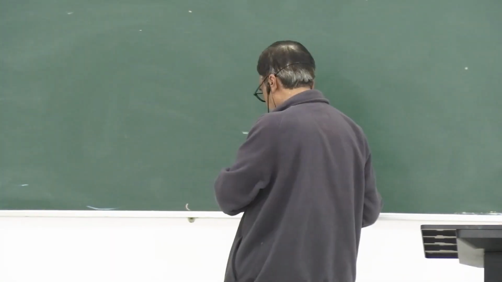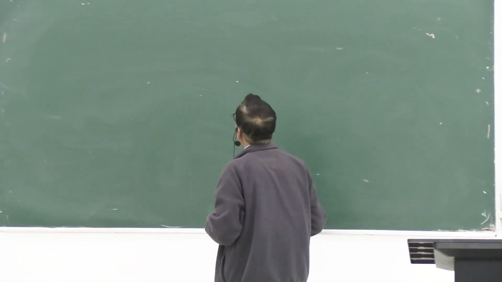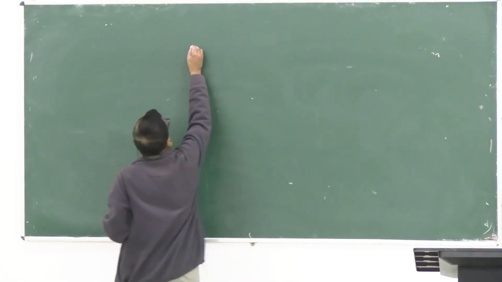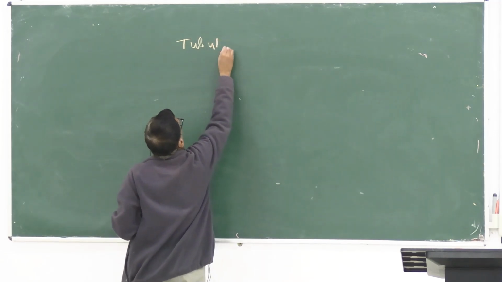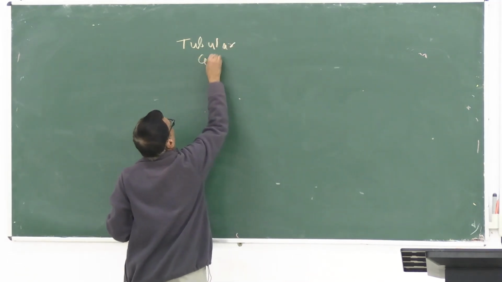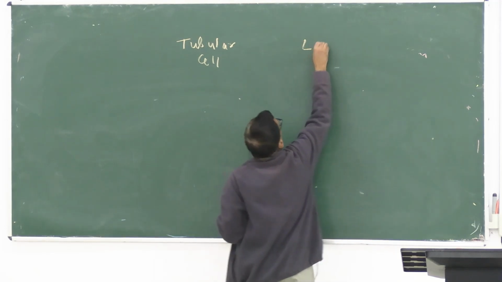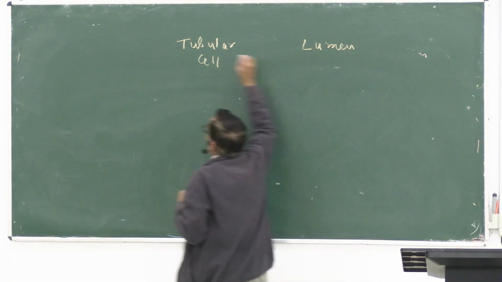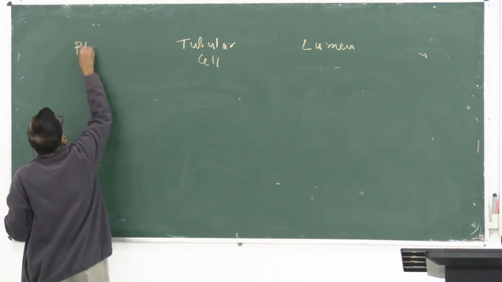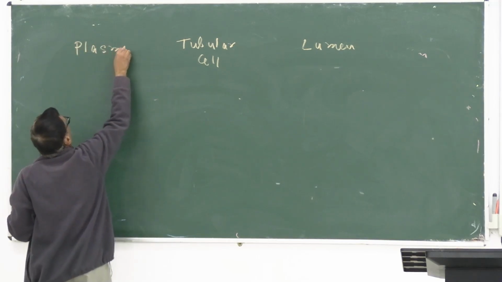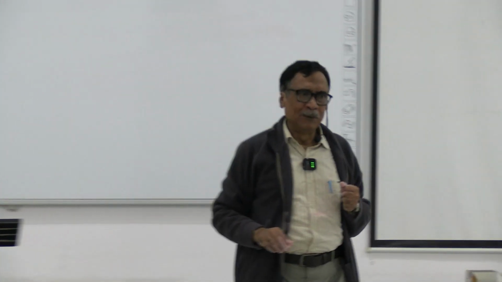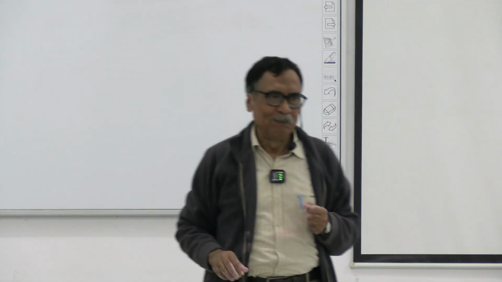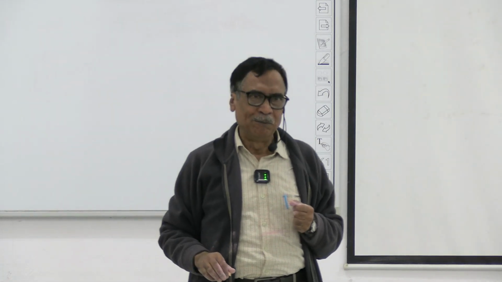Now, what is the role of the phosphate buffer? Again, tubular cell, lumen, plasma. Hydrogen ion is produced in our body constantly. There are two types of acid. One is the fixed acid, one is the volatile acid. Volatile acid means carbonic acid.